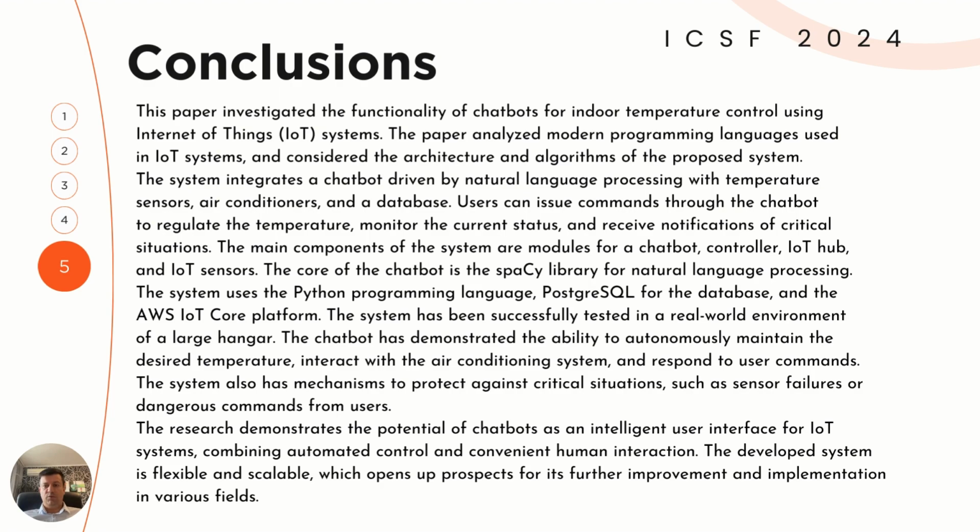The core of the chatbot is the spaCy library for language processing. The system uses the Python programming language, PostgreSQL for the database, and the AWS IoT Core platform. The system has been successfully tested in the real-world environment of a large hangar. The chatbot has demonstrated the ability to autonomously maintain the desired temperature, interact with the air conditioning system, and respond to user commands. The system also has mechanisms to protect against critical situations such as sensor failures or dangerous commands from users.